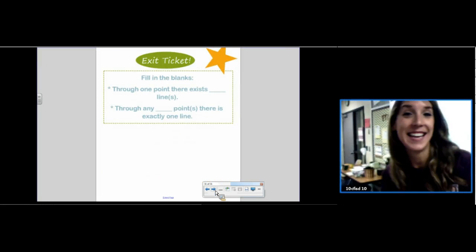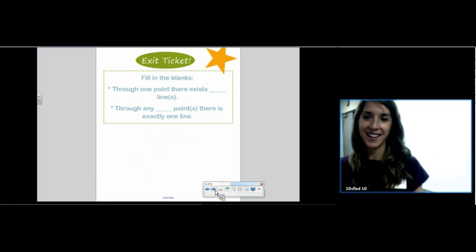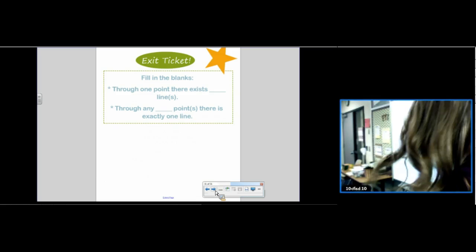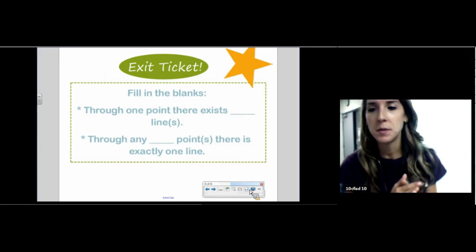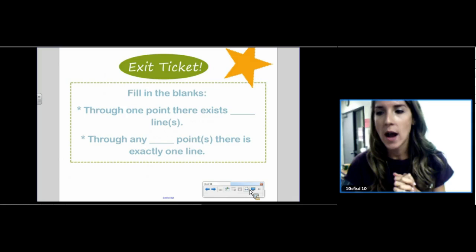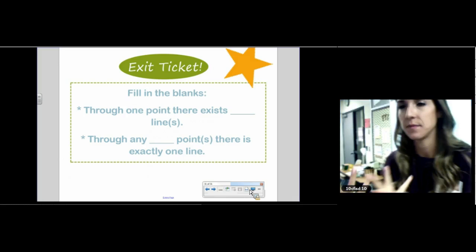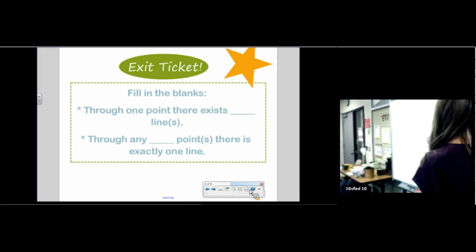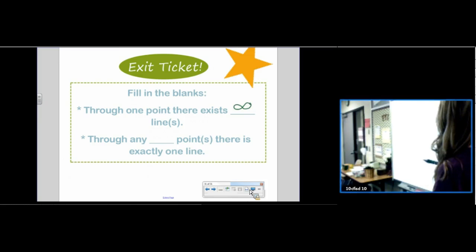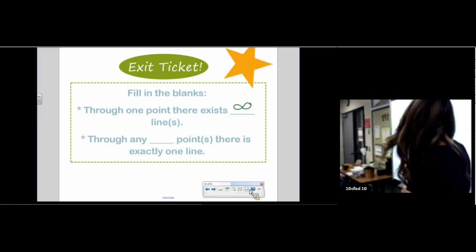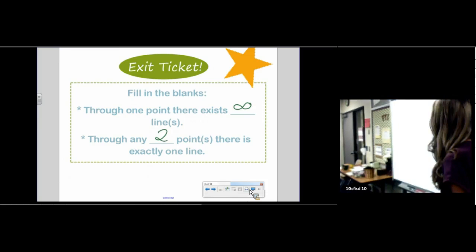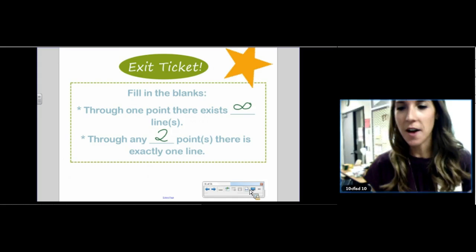This is the exit ticket, which means we are done. All right, let's just sum up what we learned today, and you can start on your homework. This is what we learned today. Through one point there exists, I know you're saying it, I know you know it, an infinite number of lines, and then through any 2 points there's exactly one line. Beautiful. All right, we are done.